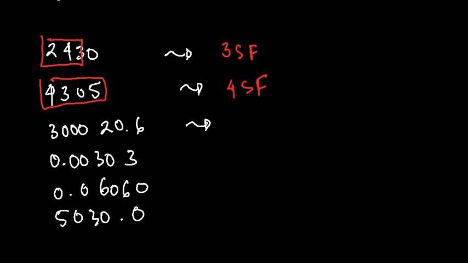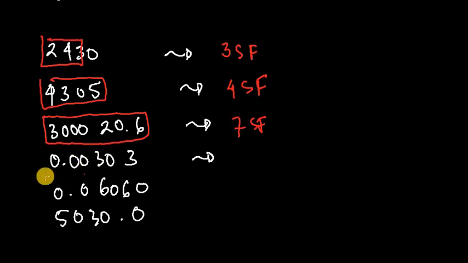The third number, we have 0 but between numbers, also 0 between 2 non-zeros, so all of them will be significant figures. So we have 1, 2, 3, 4, 5, 6, 7 significant figures. Next number, we have 0.00303. Remember, leading zeros are not significant, so we have 303, only 3 significant figures.